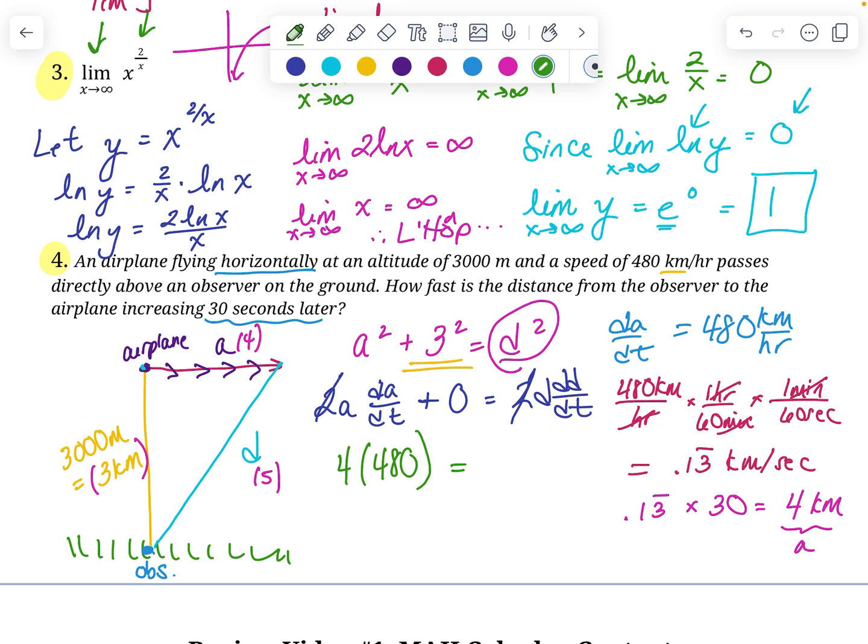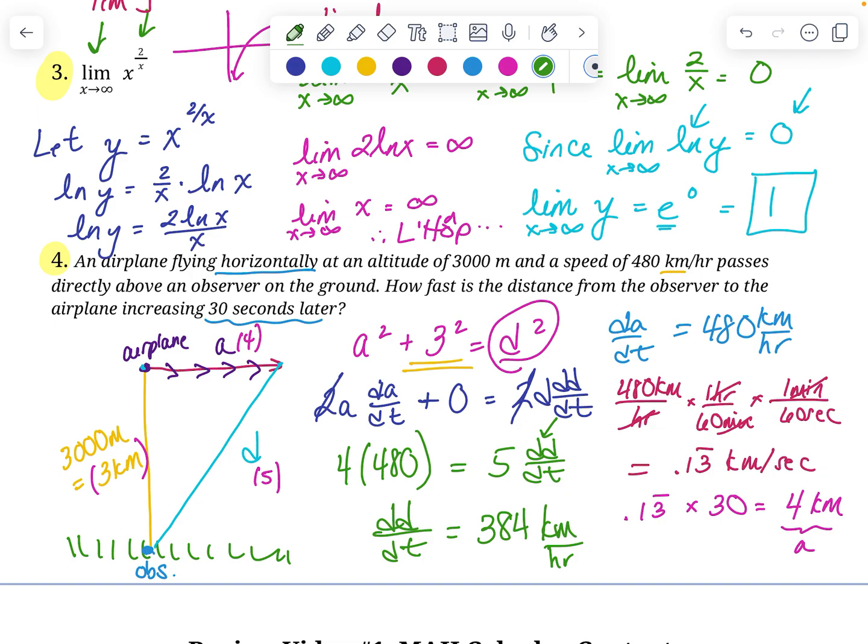Okay, so then we'd have 5 here, and then we don't know d/dt. Maybe I just like saying d/dt. If you do that arithmetic, you should end up with the rate of change in that diagonal side being 384. And our units would be kilometers per hour.